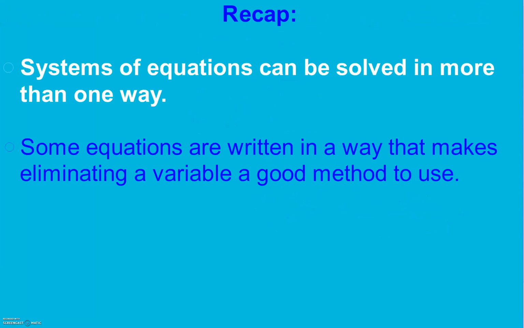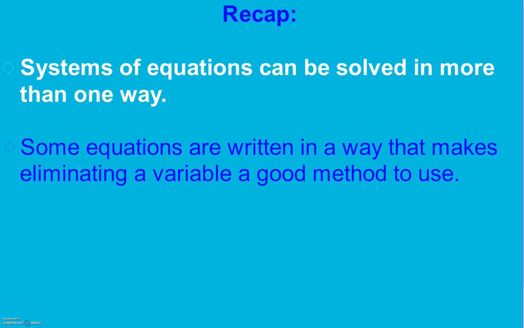Real quick recap here for section 6.3. Systems of equations can be solved in more than one way. We've done graphing, we've done substitution, and we've done elimination. Some equations are written in a way that makes eliminating a variable a good method to use.